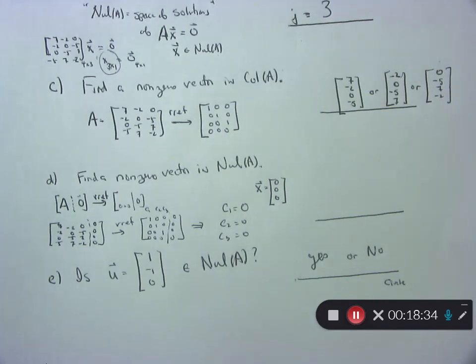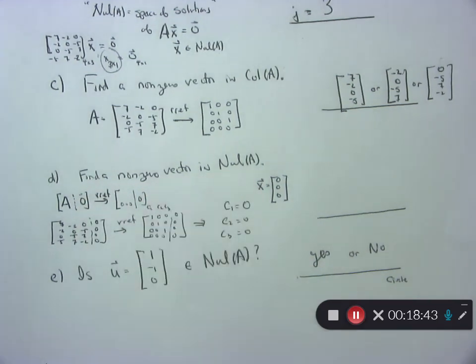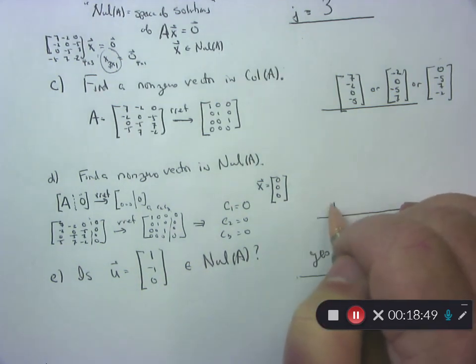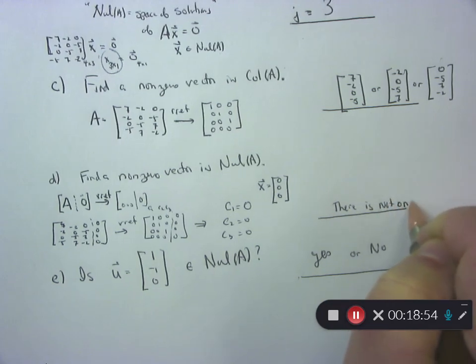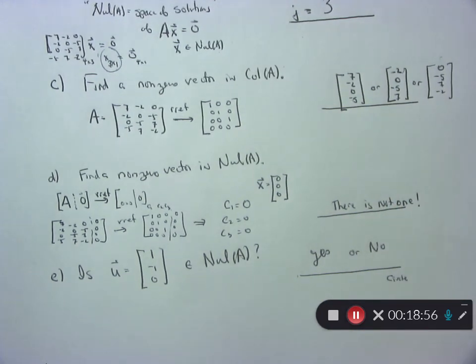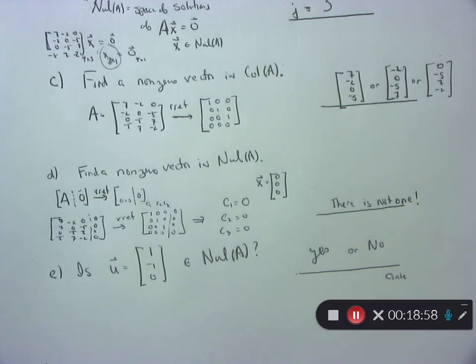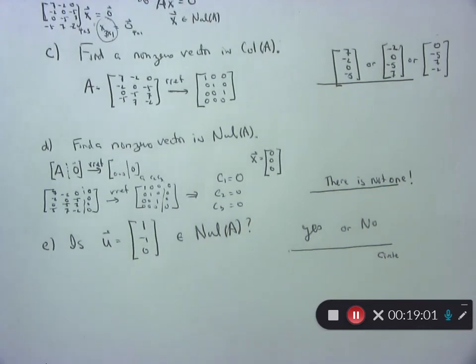So now, understanding this concept, that there's only one solution, 0, 0, 0, is the only vector in the null space of A. Please find a non-zero vector in the null space of A. What is the answer? There is not one. There's only the 0 vector in there. There's no non-zero vector in there. The only solution is the 0 vector. The 0 vector is always in the null space. 0 times anybody is 0, so it always solves it.